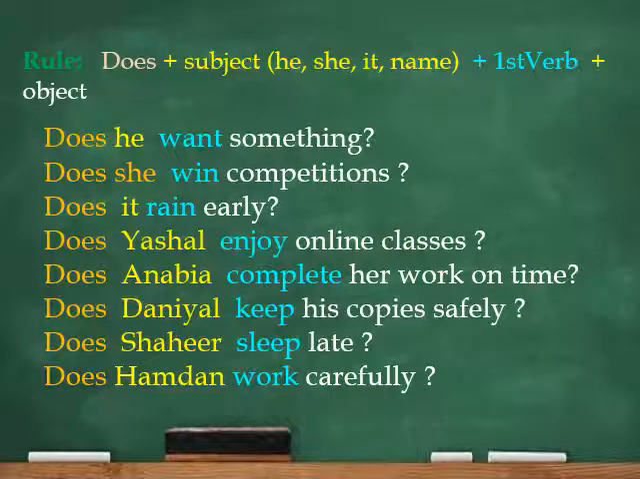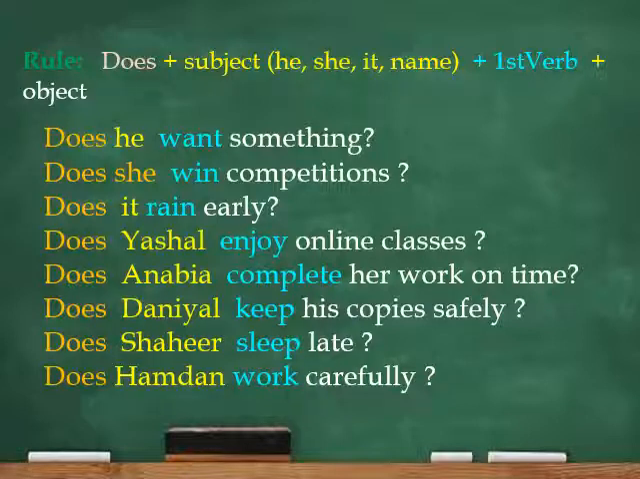Now we will study the use of does in present indefinite interrogative sentences. Does plus subject he, she, it or any name plus first form of verb plus object. If you see the structure, we haven't used s or es with the first form of verb. We don't use s or es in interrogative sentences. Let's have a look at the examples. Does he want something? Does she win competitions?